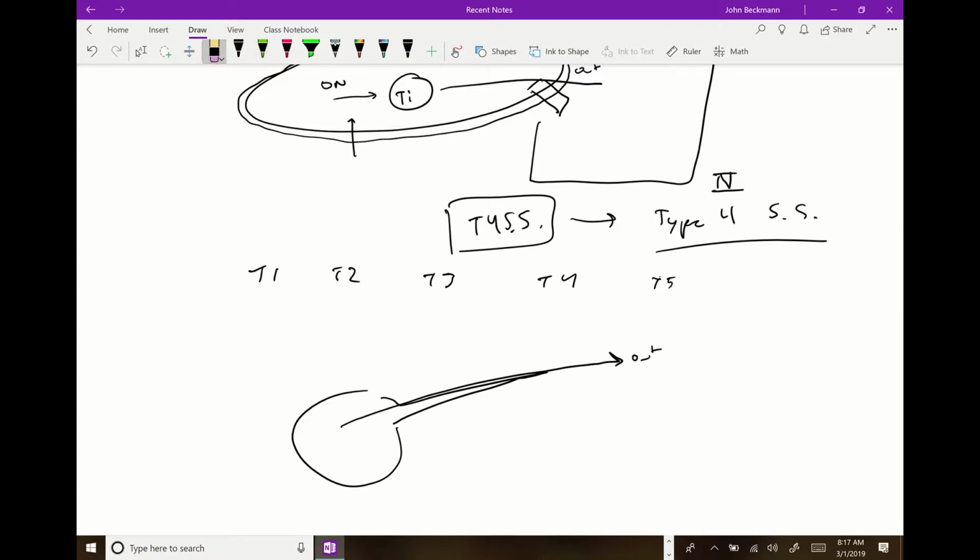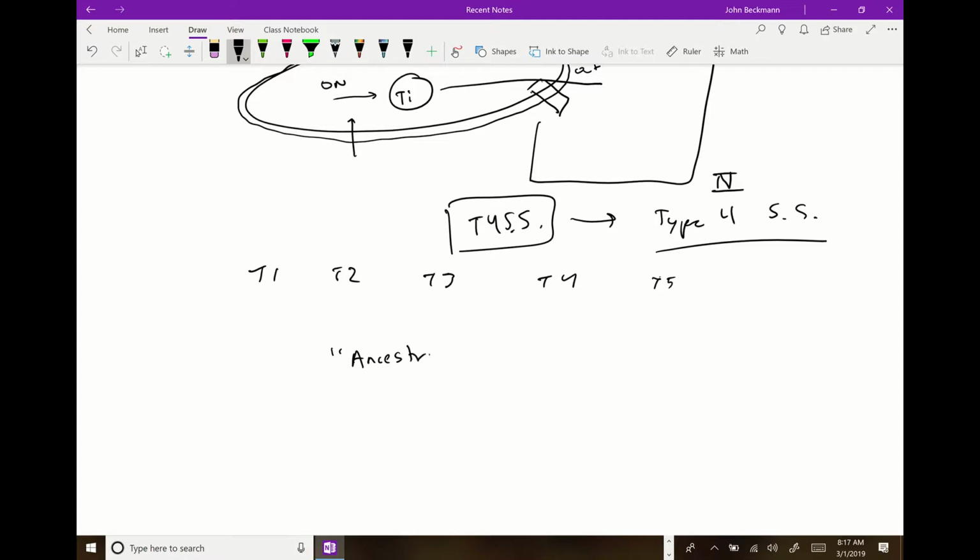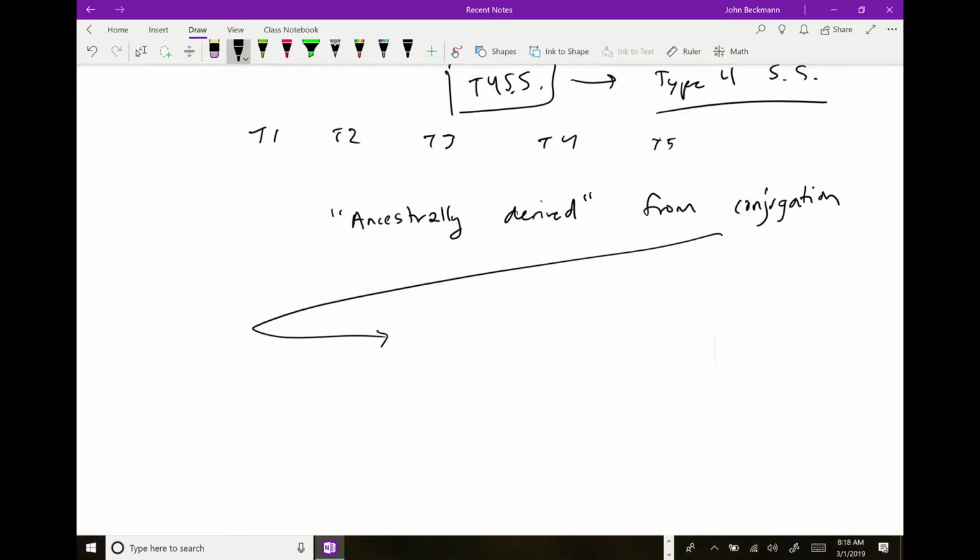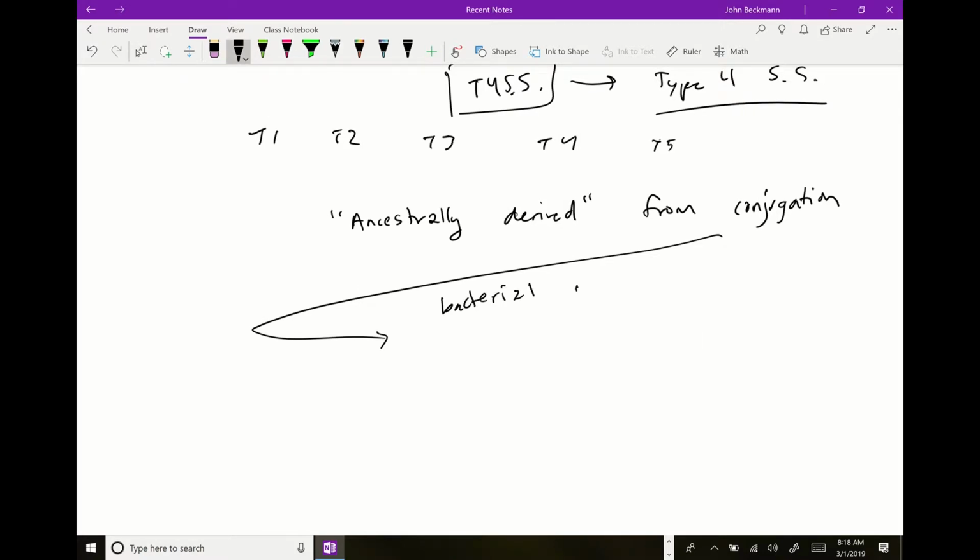Okay? Type 4 is, they say, quote unquote, ancestrally derived from conjugation. What's conjugation? We've talked about that. Right. So conjugation is bacterial sex. So bacteria have ways of mating with each other and exchanging DNA, and often what they're exchanging are plasmids.